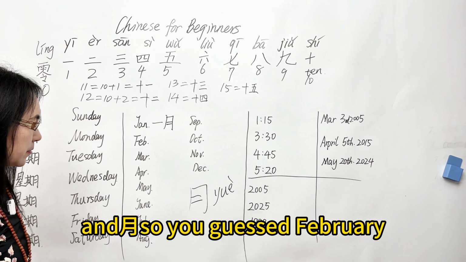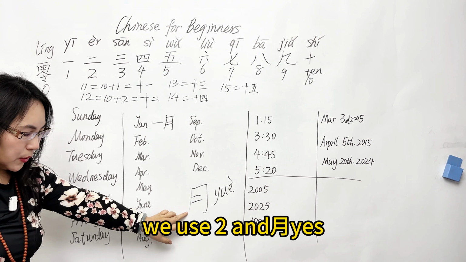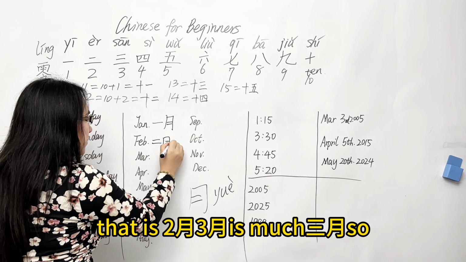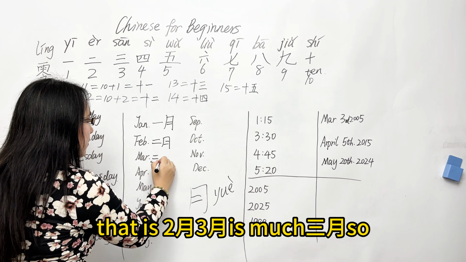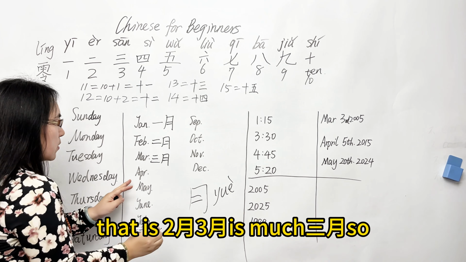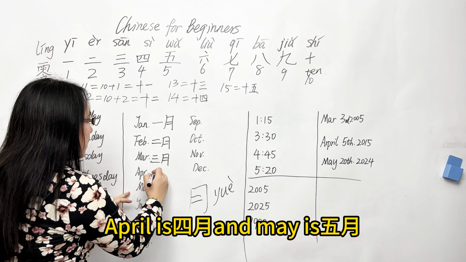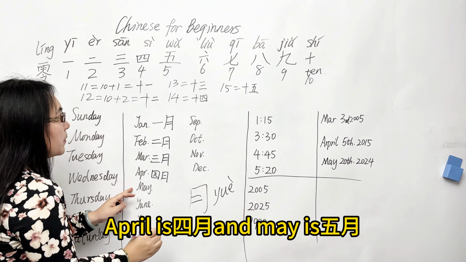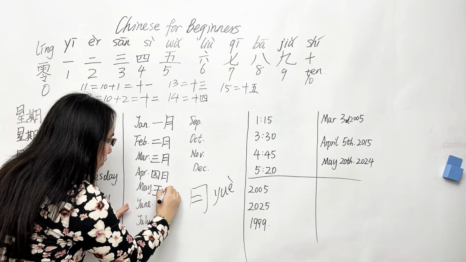So you guessed. February, we use 二 and 月. Yes, that is 二月. 三月 is March. April is 四月 and May is 五月.